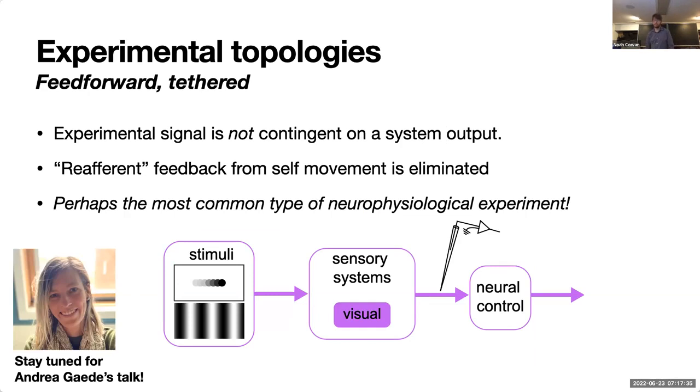Later, you'll see some really elegant work from Andrea's lab looking at open loop paradigms where an animal is immobilized and a stimulus is presented. This is probably the most common type of neurophysiological experiment that's done in acute recordings. It's becoming more common to allow animals, obviously, to freely behave, but a very valuable framework is to take the animal out of that reafferent feedback loop to just measure the way signals are processed in an open loop fashion. And it does not involve this kind of closed reafferent feedback.